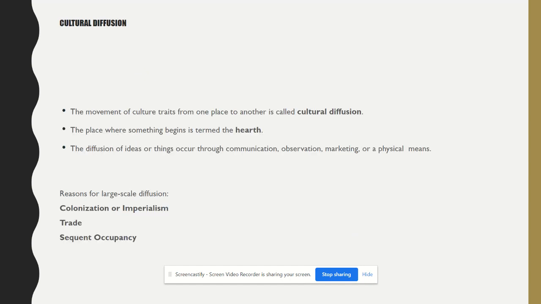So going further, we're going to get a little bit into a term that we talked a lot about, again, a few different times throughout the year: cultural diffusion. The movement of cultural traits from one place to another is called diffusion. So we know there are different types of diffusion. This is going to give us a little bit about the why and the process itself.